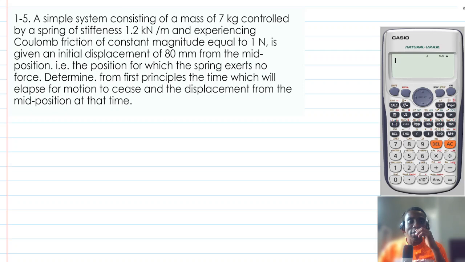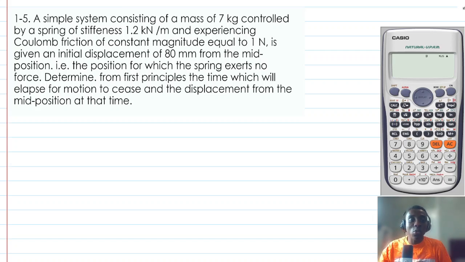In this question, it's actually about Coulombic friction. There are two main kinds of friction: viscous damping and Coulombic damping. This one is about Coulomb or dry friction, so let's read the problem together and solve it.